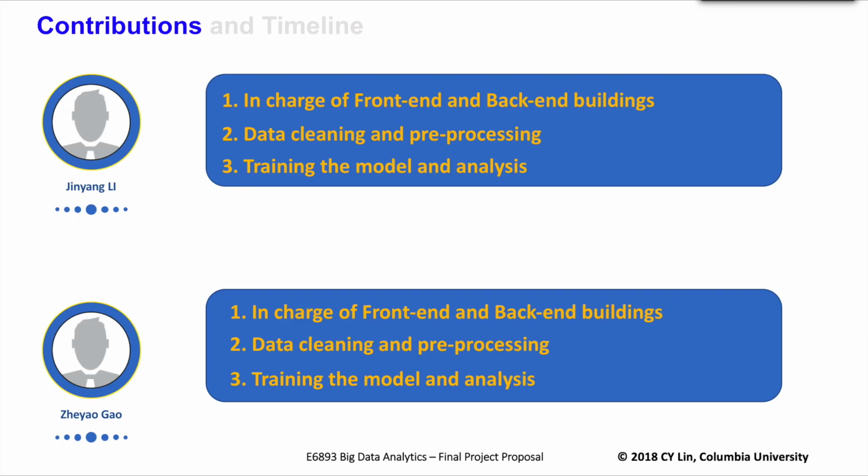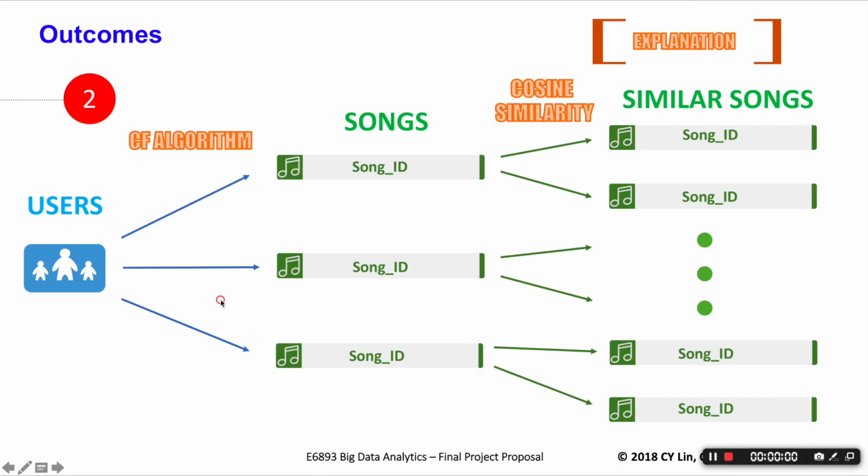And here are our contributions. So this is the principles and structures of our project. When users log in to our application, they may receive several sounds. We recommend them based on the CF algorithms. And when they click on some of the sounds they may like potentially, we can also recommend them with other similar sounds.